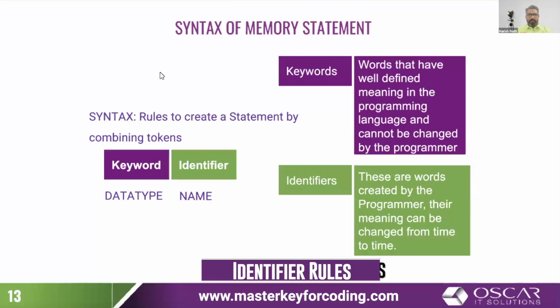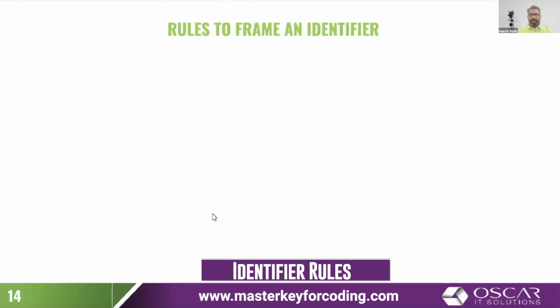Now that we know the syntax of a memory statement, that it's data type and name, we have seen some data types, though we haven't gone to the subcategories in each. But before that, we would like to have a look at this name. What is this name? Name is built through an identifier. What's an identifier? These are words created by the programmer. Their meaning can be changed by the programmer from time to time. So let's see how to build these identifiers.